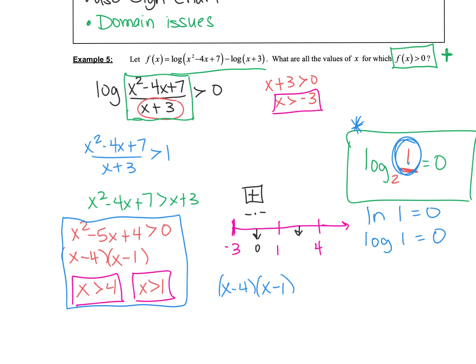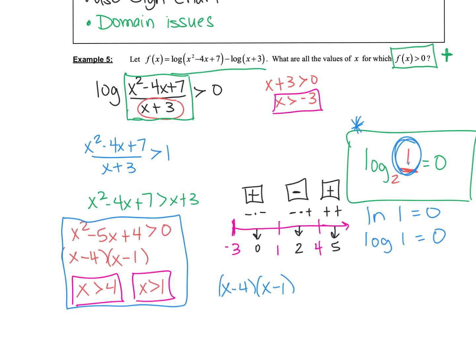If I choose a value between 1 and 4, 2. Okay, so there we go. If I plug 2 in there, 2 minus 4 is a negative. 2 minus 1 is a positive. A negative times a positive is a negative. And then finally, something bigger than 4, we'll put a 5 there. Plug it in. 5 minus 4 would be a positive. 5 minus 1 would be a positive. A positive and a positive is a positive.